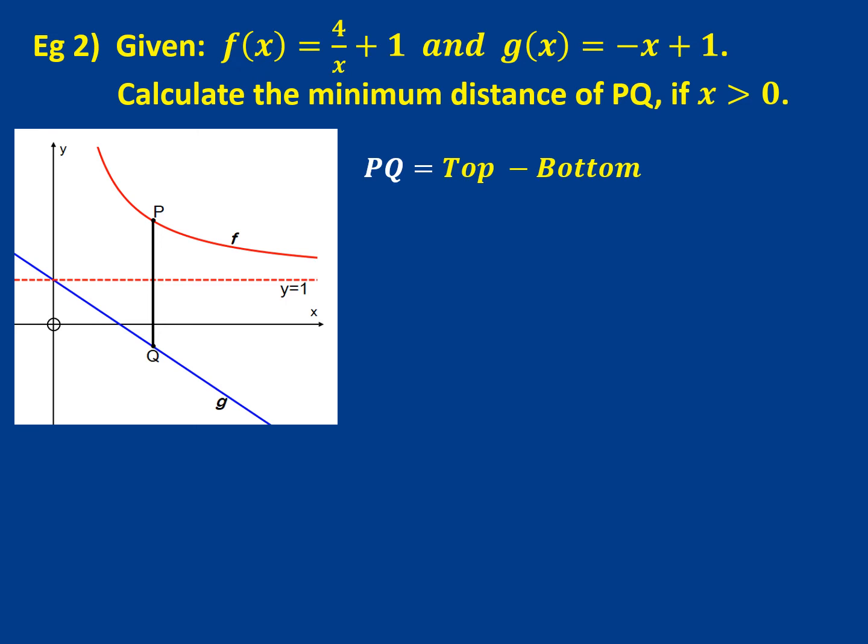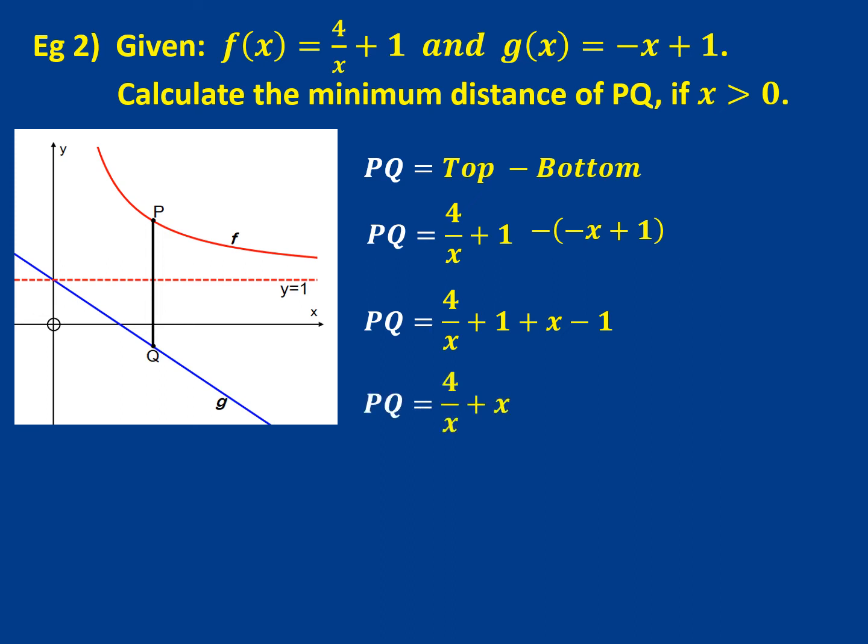And in this sketch, the top graph will be the hyperbola, which is 4 over x plus 1, minus the bottom graph, which is the straight line, minus x plus 1. If we distribute the minus, we end up with 4 over x plus 1 plus x minus 1, which we can simplify to 4 over x plus x. But now we have a problem. We cannot use the equation minus b over 2a to calculate that x value. We have to make another plan.